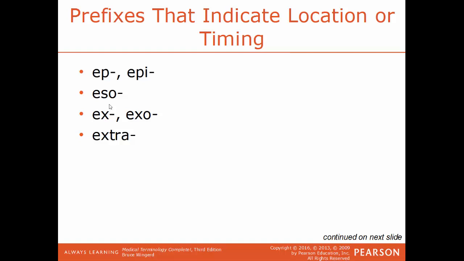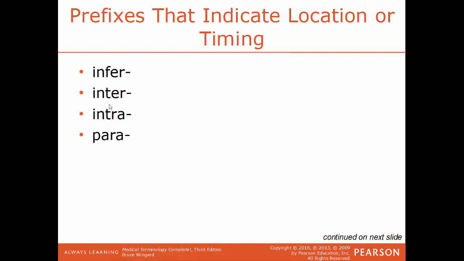So the term esophagus literally means the tube that goes inward that enables you to swallow. Ex or exo both mean away from. See, extra means outside. Anything that's extracellular would be outside of a cell. Infer means below. So think of inferior, that's below another body part. The next two are often confused with one another.